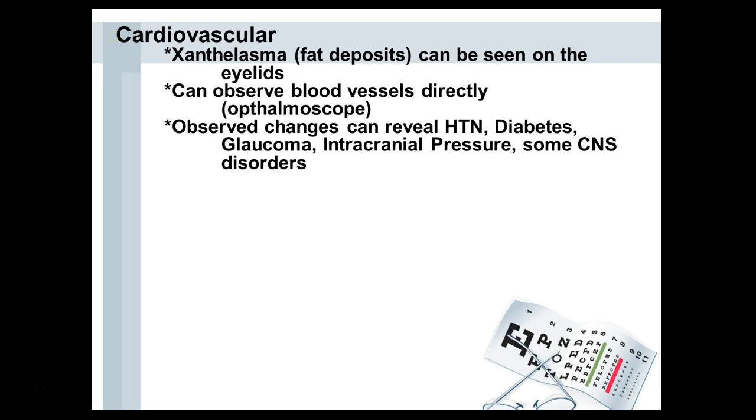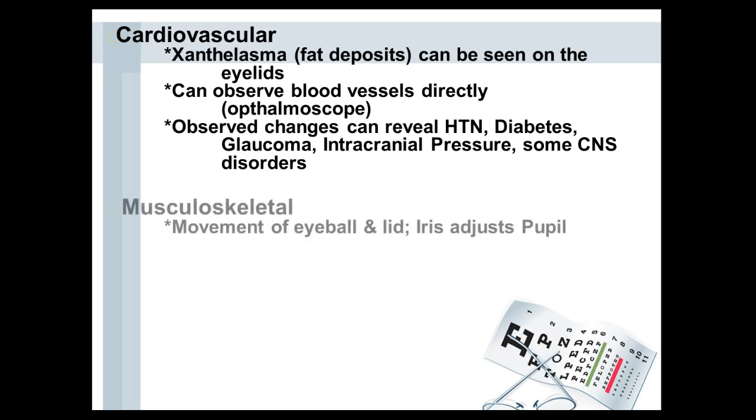You can see changes that can reveal hypertension, diabetes, glaucoma, intracranial pressure, and some central nervous system disorders. Musculoskeletal, of course, the eyeball. There are muscles in the eye that make our eyelids open and close, as well as move our eyes all around.